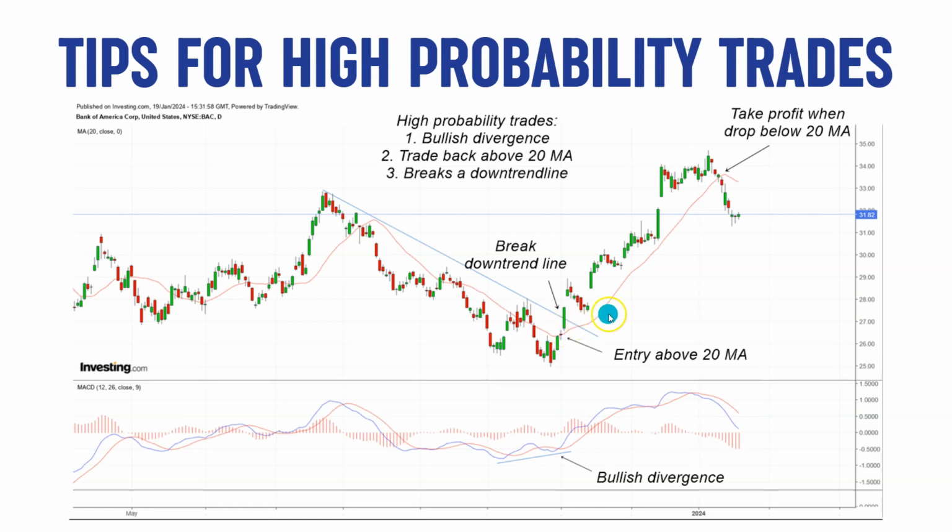Now, one of the ways to take profit after you enter the trade is to use a trend following tool like the 20 MA. Here we can see the stock kept moving higher until it dropped below the 20 MA. If you have bought here, you can ride the stock higher until it drops below the 20 MA, then you take your profits. So I hope that this lesson has been helpful.